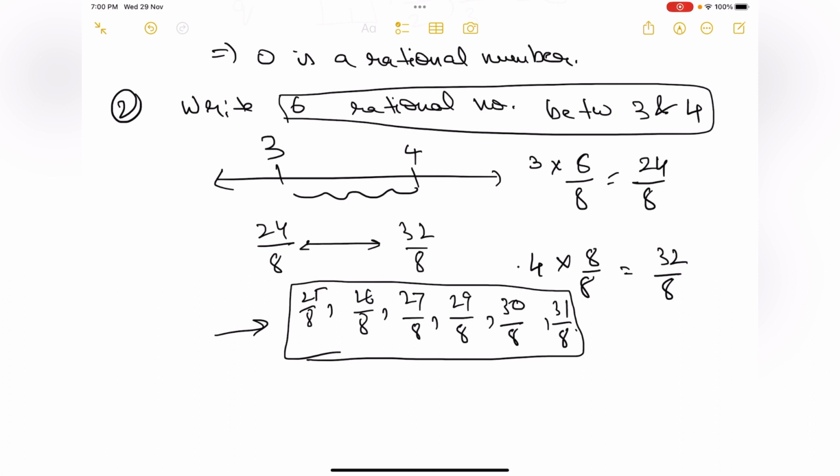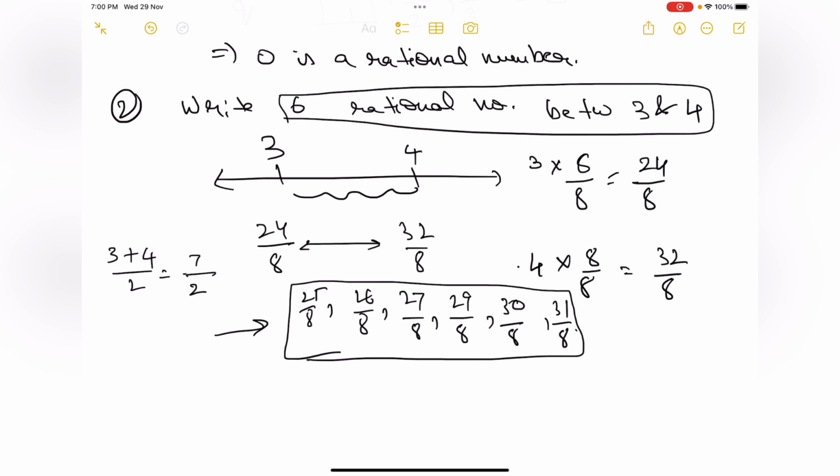Now moving on. Another method is you can take the average of 3 and 4. Then whatever number you get, you can again take the average of that number and 3, or that number and 4, and keep continuing this cycle. Average is 3 plus 4 by 2, which is 7 by 2, which is 3.5, which is of course in between 3 and 4.